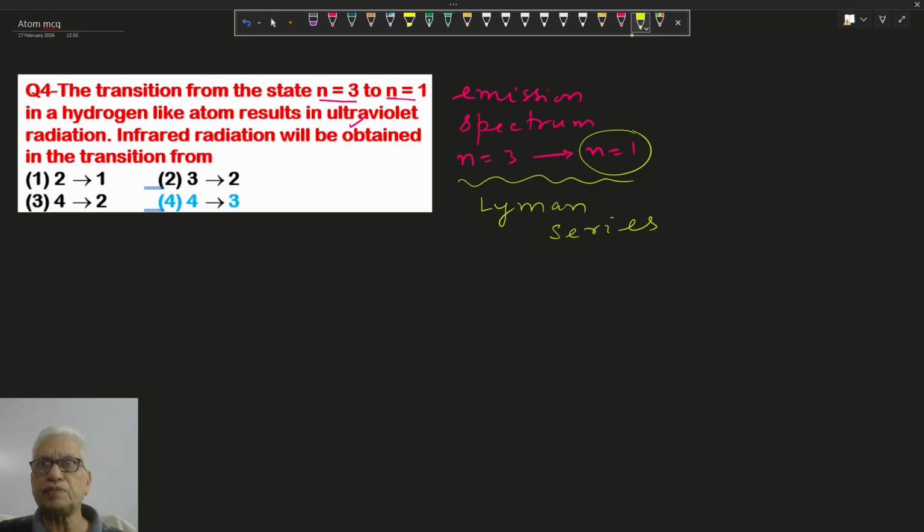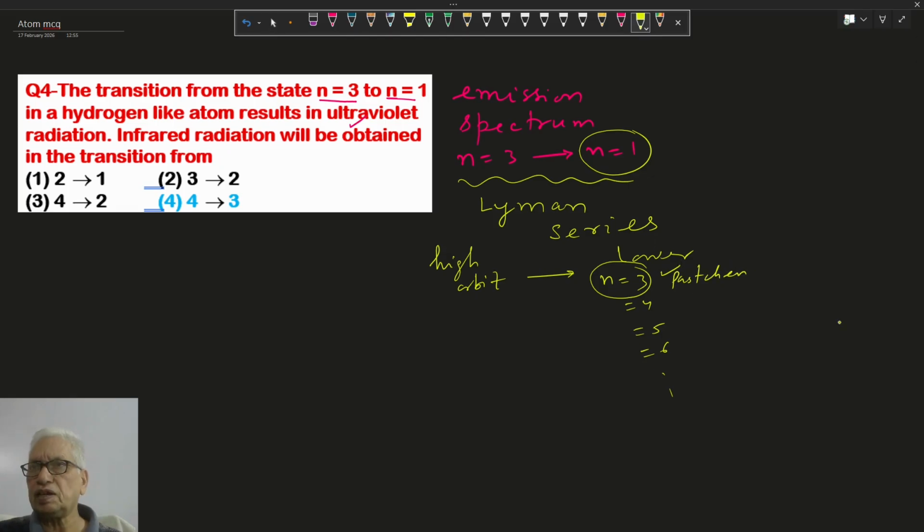Infrared radiation is obtained from a higher orbit to a lower orbit, but n equal to 1 is the Lyman series, n equal to 2 is the Balmer series, with higher orbits 3, 4, 5, 6, etc. Lower orbit n equal to 3, higher orbit may be more than 3, is the Paschen series. N equal to 4 as lower orbit, higher orbit 5, 6, 7, etc. is the Brackett series. N equal to 5 lower, higher 6, 7, 8 is the Pfund series. Similarly, there is the Humphreys series. In all these, we get infrared radiation.